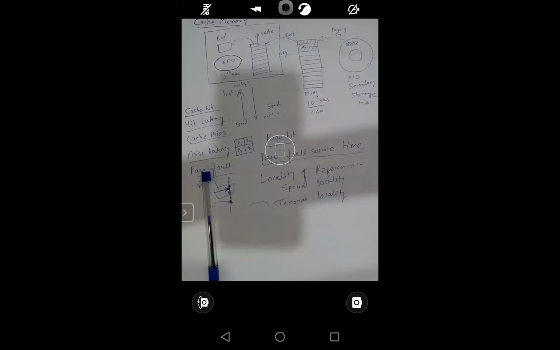Okay. So did you understand this cache memory concept? Did you understand this cache memory concept? Kindly acknowledge.